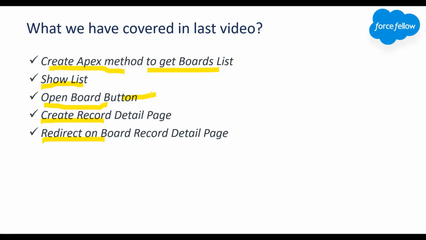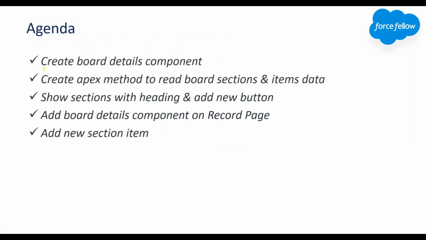Okay, so now let's have a look at the agenda that we will cover today in this video. First of all we'll create a new board details LWC component, and after that we will create an Apex method which will take board ID as input and return board sections and section items as response. Once we receive those sections and their items, we will start binding sections with the add button. Once we are done with this exercise, we will add our component on the record page, and finally we will work on the add button to add and save a new item under a section. Okay, so all these points we will cover today in this video.